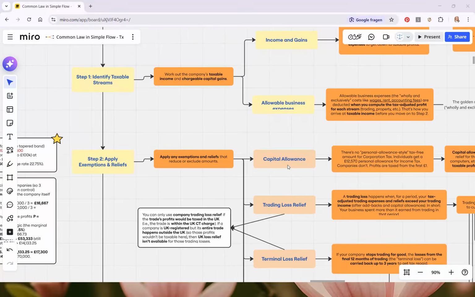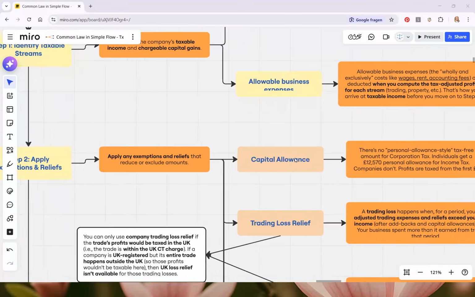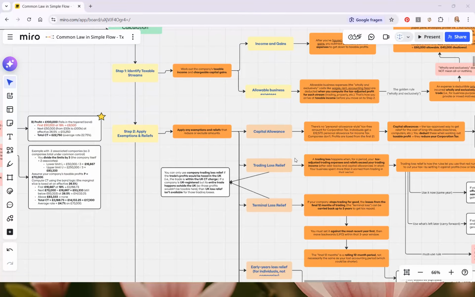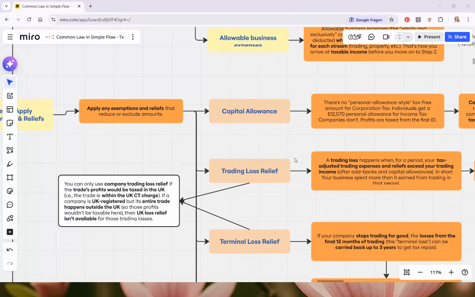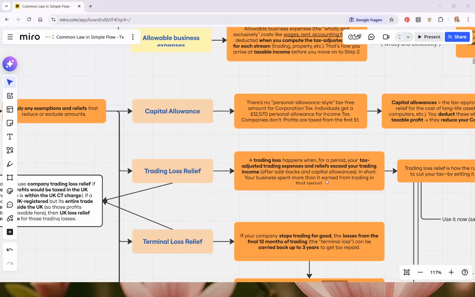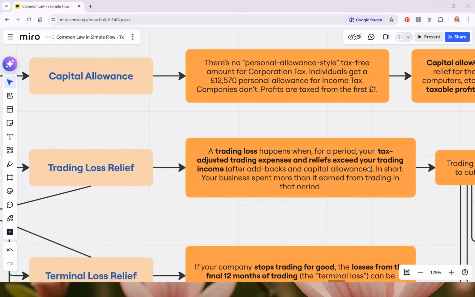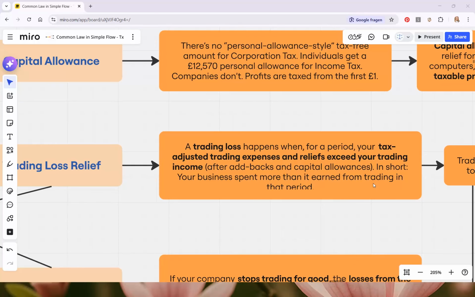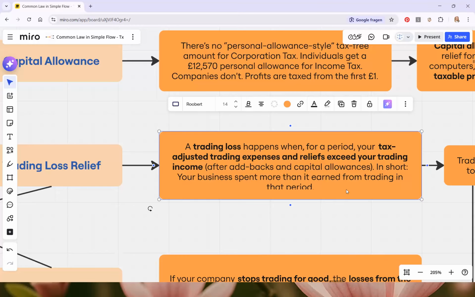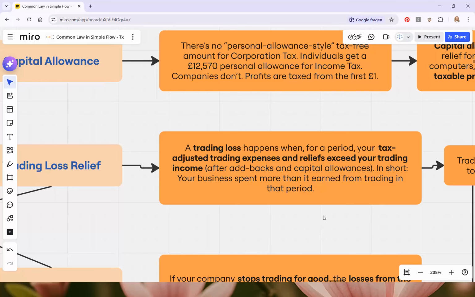We have already applied, so to say, the capital allowance. And now let's see what a trading loss relief is. A trading loss happens when for a period your tax adjusted trading expenses and reliefs exceed your trading income after add backs and capital allowances. So, in short, your business spent more than it earned from trading that period.